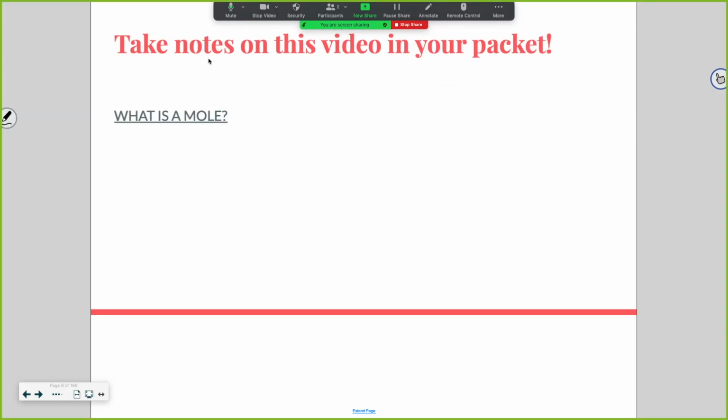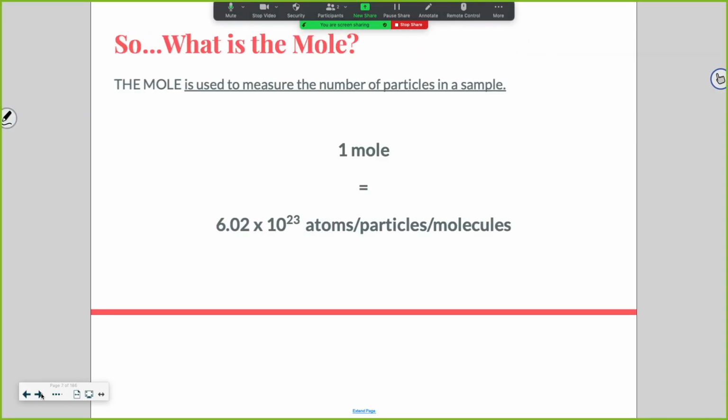What is a mole? It is used to measure the number of particles in a sample. So 1 mole equals 6.02 times 10 to the 23rd atoms, particles, molecules. Those three can kind of be used interchangeably because those are things that need to be measured in large quantities to even make a significant measurement, right?